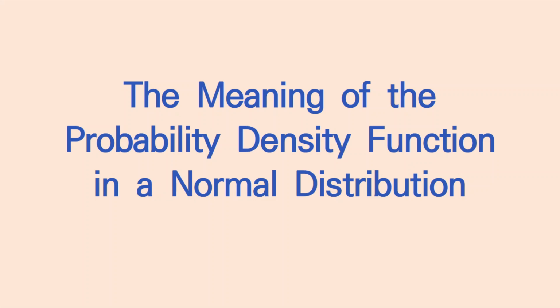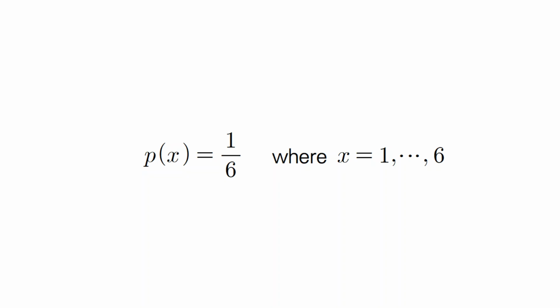This video explains the meaning of the probability density function in a normal distribution. The probability function in a discrete probability distribution represents the probability of each possible value of the random variable. For example, when rolling a die, the probability of getting a 1 is 1/6. In other words, the probability function p(x) for a single die roll is the probability of getting the outcome x.